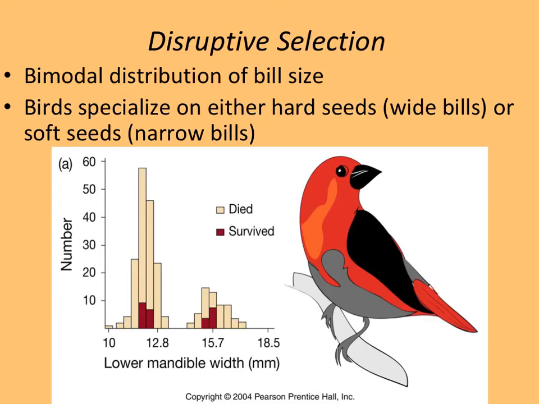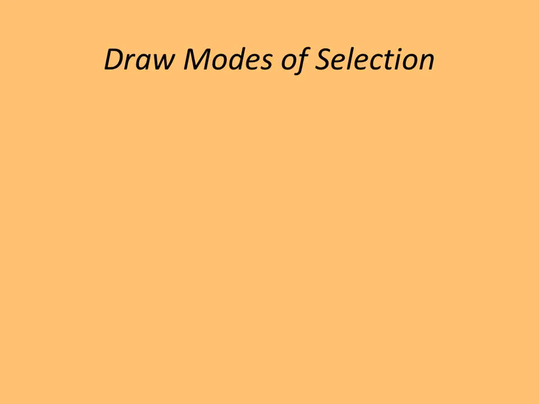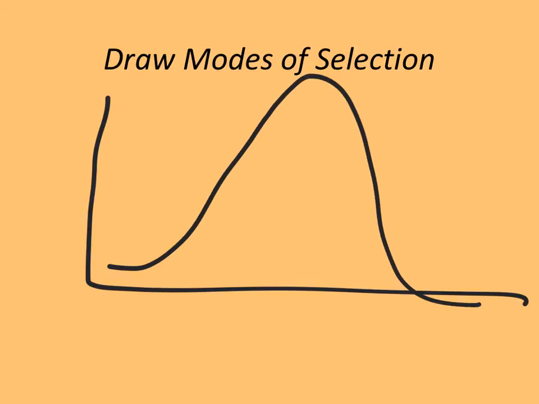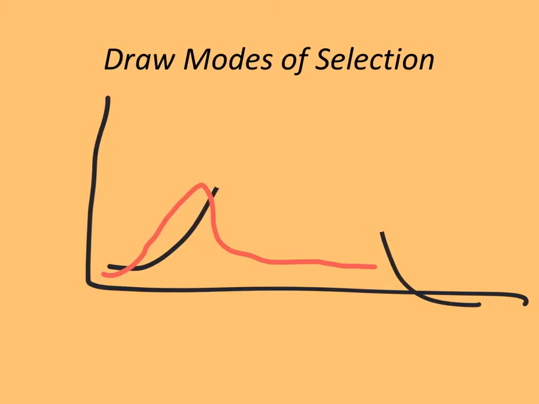There's also something called disruptive selection. You can see beak size, lower mandible width, and there's certain individuals that survived, either that had smaller or larger beaks. So we draw this. Now there's selection against everything in the middle, and eventually you end up with what's called a bimodal distribution, where you have individuals with either large or small beaks.